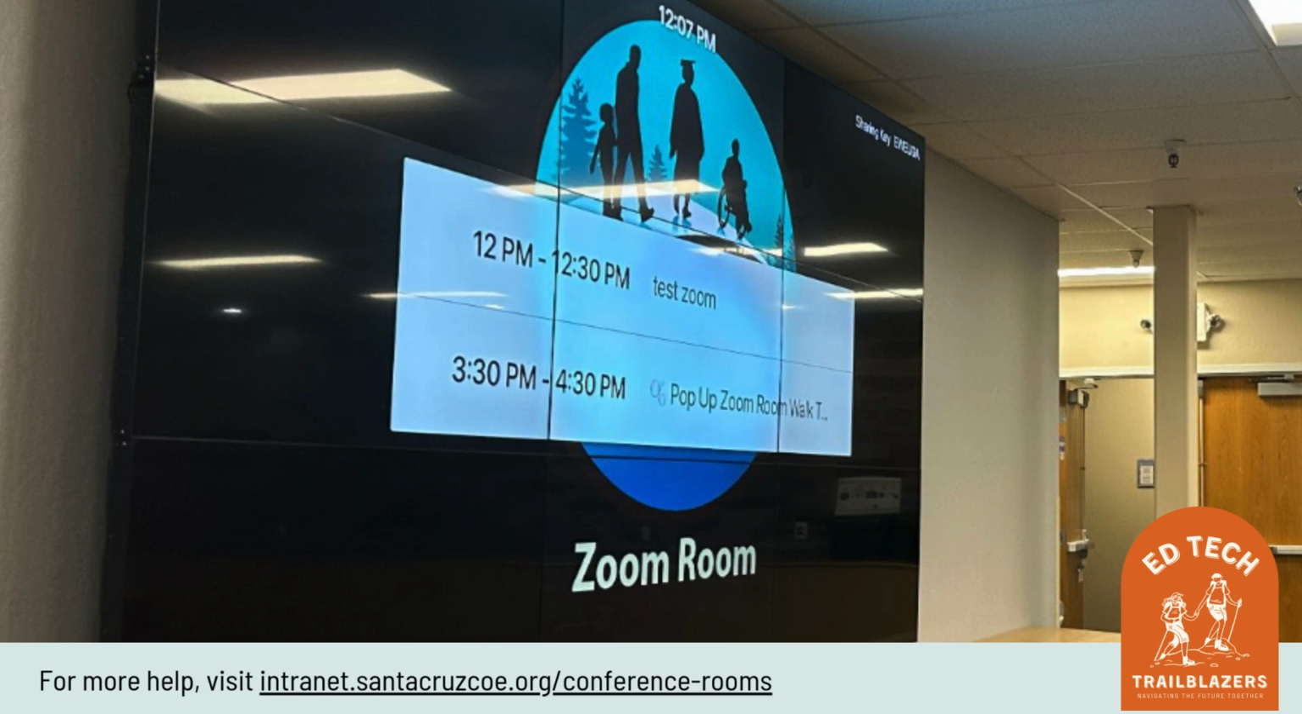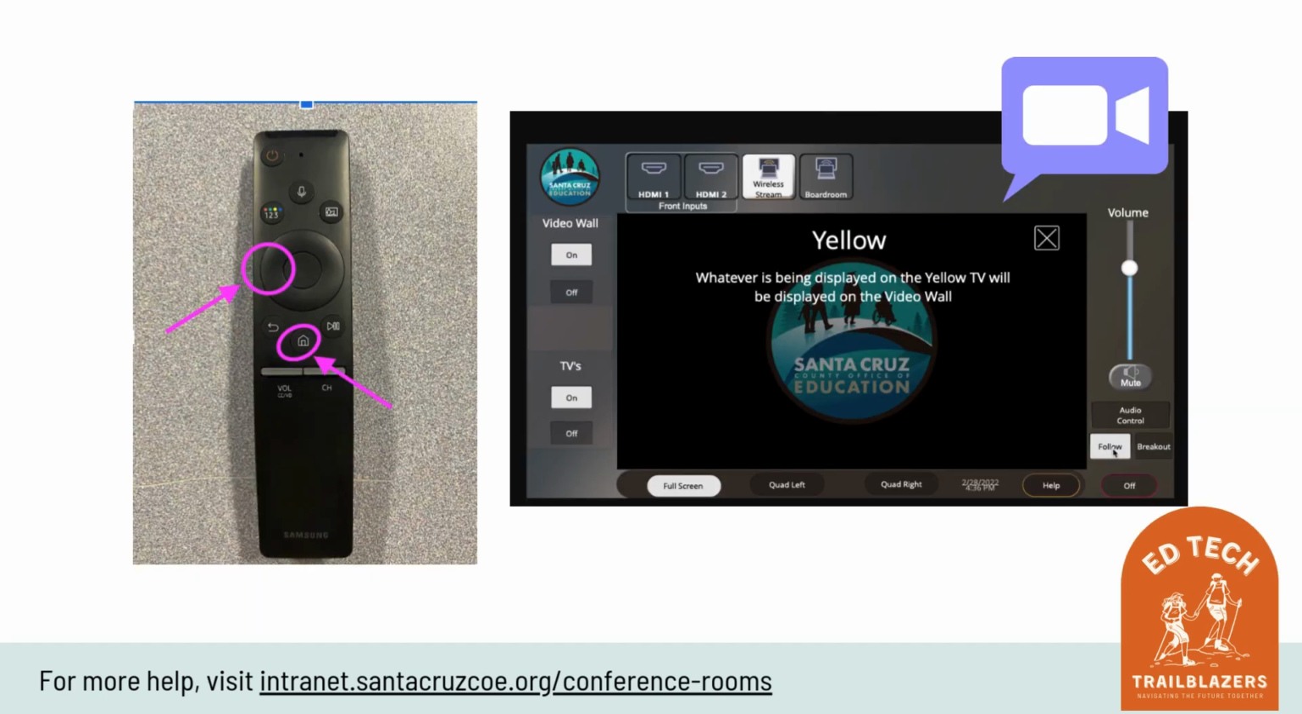Once you've done that, if the display looks like this, you're all set. You've got the Zoom room already connected as the input. If you see something a little bit different, don't worry. It just means we need to take an extra step to select Zoom as the input. To do that, there's a couple of options.